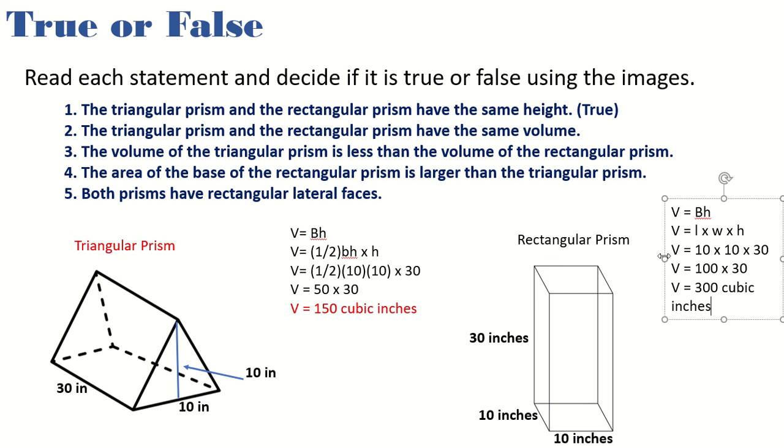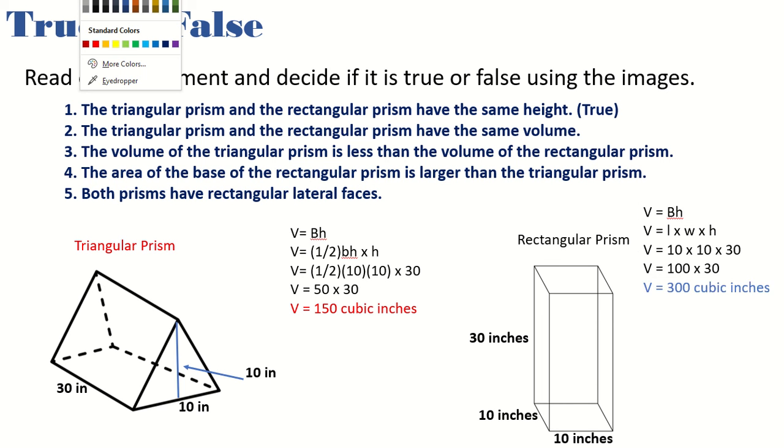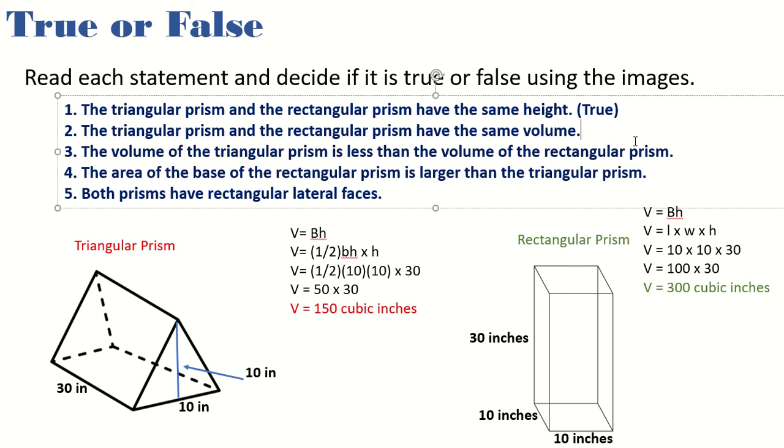So remember, we ended up dividing something by 2, so this is actually larger. So this is the rectangular prism. We've got a different color, green. Okay, cubic inches. So let's go back to the question. The triangular prism and the rectangular prism have the same volume. That's false, because their bases are not the same shape. Even though the dimensions of the bases are the same, they're not the same shape. So that makes that one have a different area.